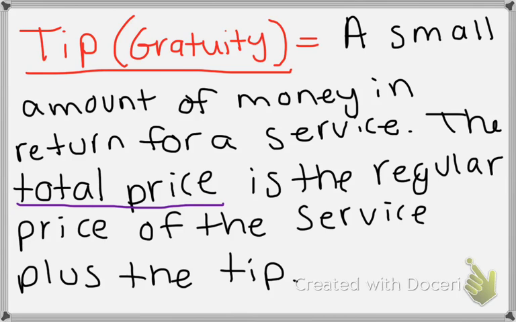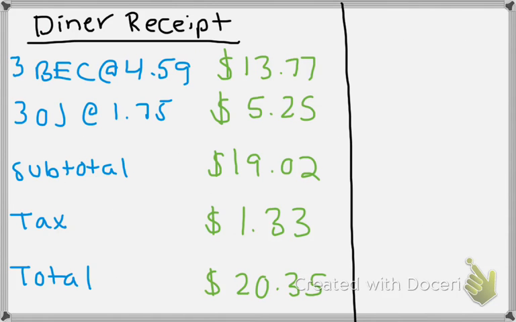So what I did here is I made a little receipt from the diner, and it says 3 bacon, egg, and cheeses at $4.49. So in that total, that was $13.77. Okay, so I went with 2 of my friends to the diner. We all got the same thing. Then we all got 3 orange juices, 1 each, at $1.75. So in total, that's $5.25. So the subtotal for what we ate and what we drank was $19.02.